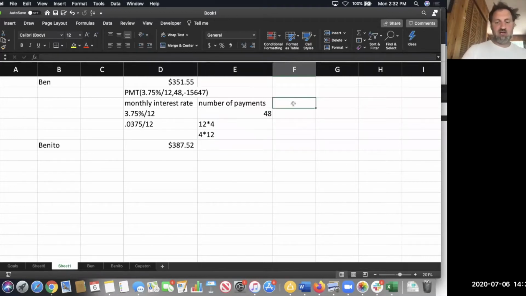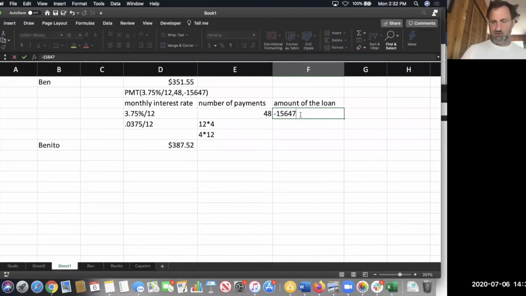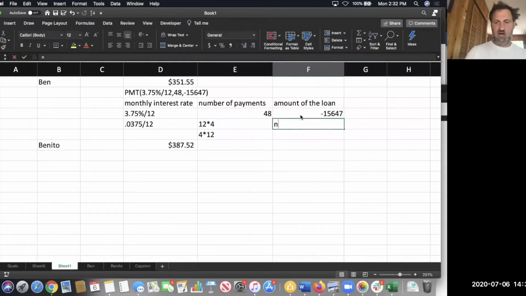And then the third thing is the amount of the loan. And the only weird thing here is you put a negative sign in front of it and no commas. It's very important that there's no commas in this number, even though you might think to put a comma between the 5 and the 6. Don't do that. Okay. So Benito's would be very similar. All I did was change the interest rate and it did the same calculation for me.